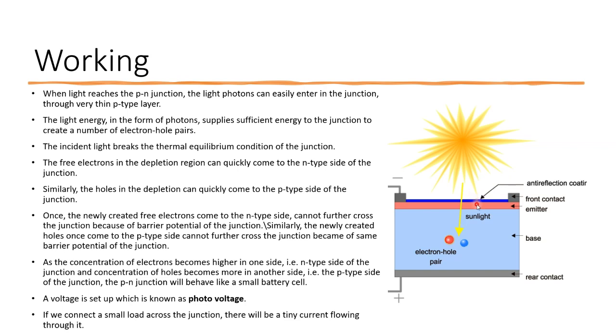Once the newly created free electrons come to the N type and the holes go towards the P type, they cannot further cross the layer because of the barrier potential. And as the concentration of electrons becomes higher on the N-type side, and the concentration of holes higher on the P type, it will behave like a small battery because positive and negative voltage is produced, and this voltage produced is known as photovoltage. And when we add some load, like a bulb, to this cell, photocurrent will be produced, a tiny current, but it is yet enough to make the solar cell work.